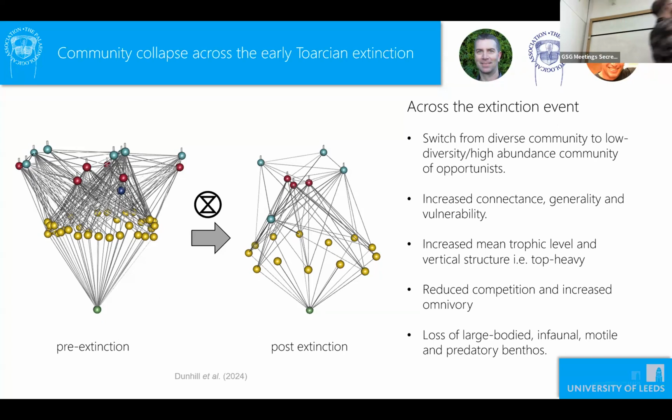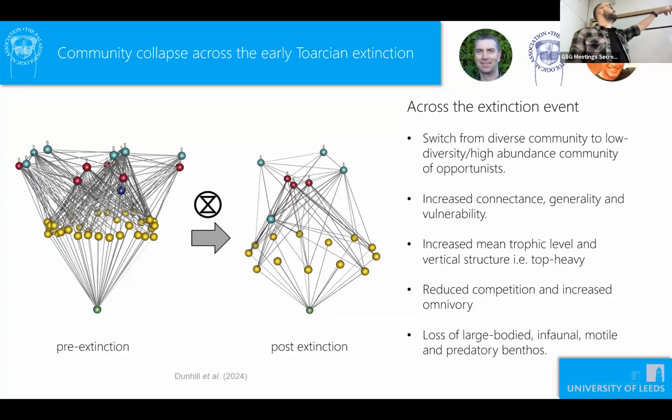We see an increased mean trophic level and vertical structure, which might seem a bit counterintuitive, but that's because the things living in open water are doing a little bit better than the things living on the dysoxic seabed, and they tend to be predatory taxa. So we're increasing our mean trophic level across our entire food web. But we see reduced competition because we're losing a lot of species. So the competition within each broad ecological niche is going down.